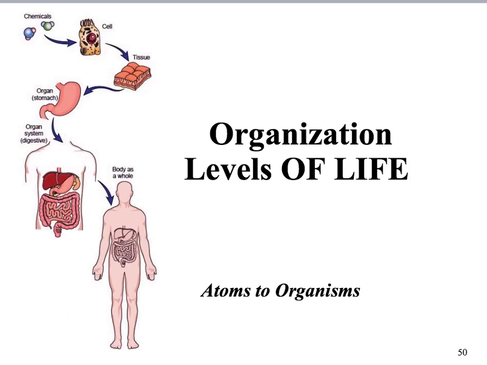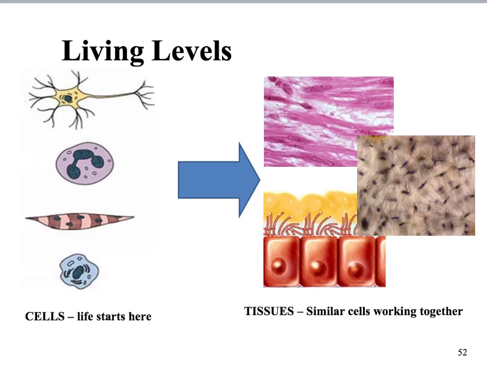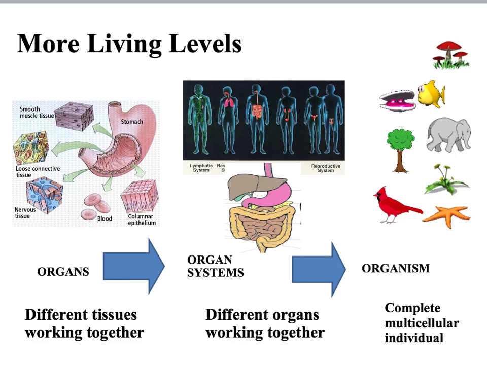Now let's take a quick view at the levels of life and how it's organized. Atoms make molecules, molecules make organelles, organelles make cells, cells make tissues, tissues will make organs, and they will make organ systems, and finally everything will be put together in an organism.